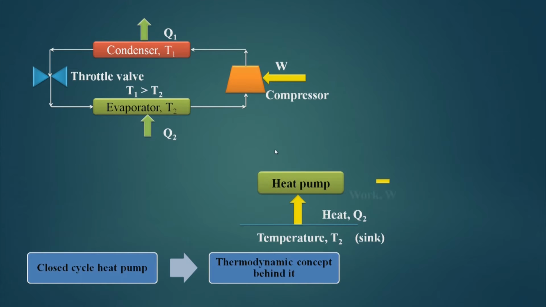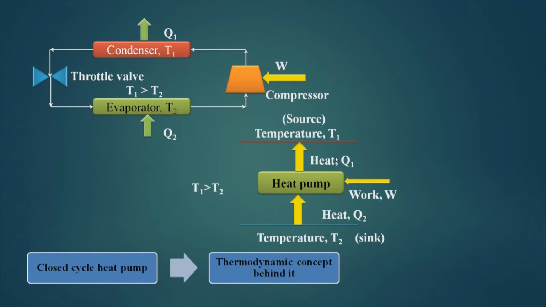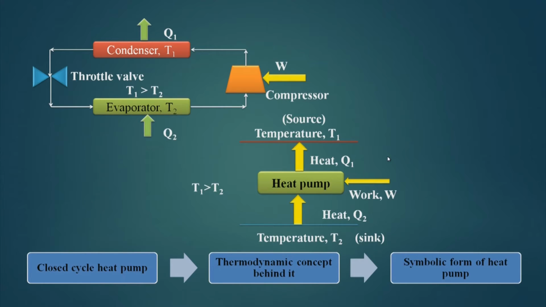The thermodynamic concept is this: a heat pump picks up heat from a lower temperature level and rejects it at a higher temperature level. Q2 is sucked, Q1 is rejected, and for that we give work W, where T1 is greater than T2. And the symbolic is this: W goes into the system, we take up heat from T2, Q2 goes to the system, and Q1 is rejected at T1.